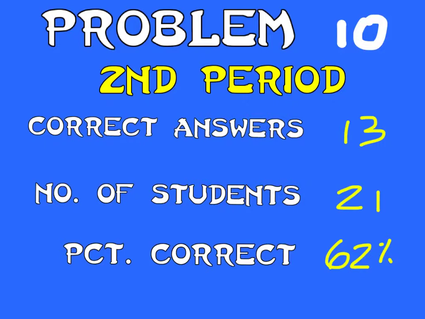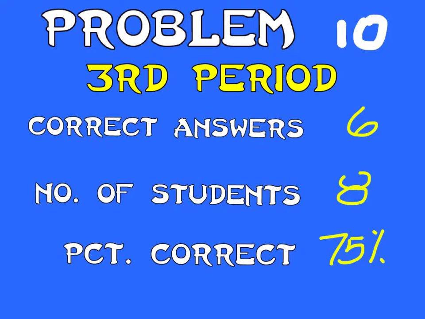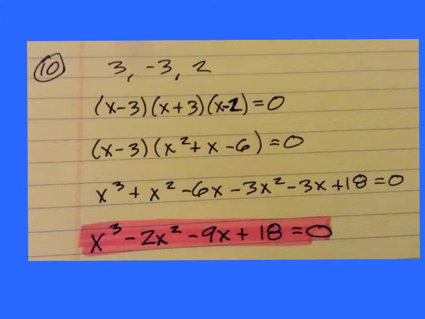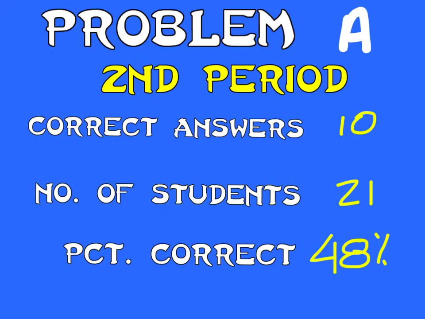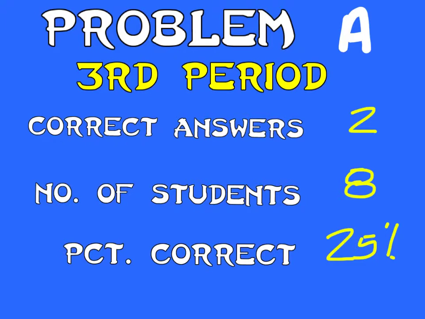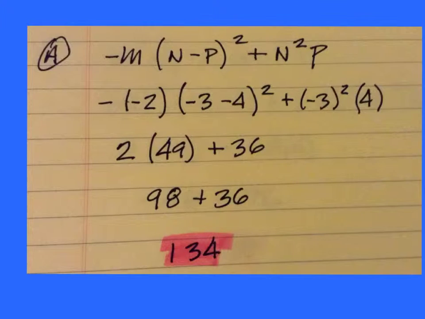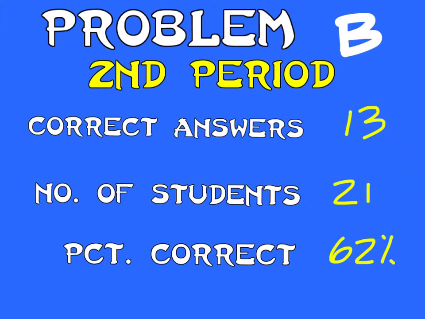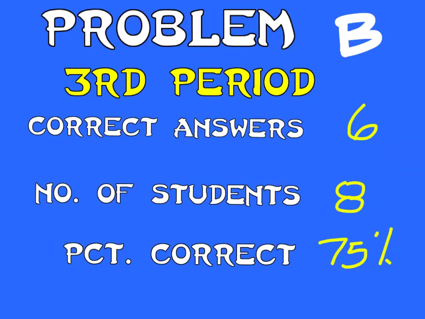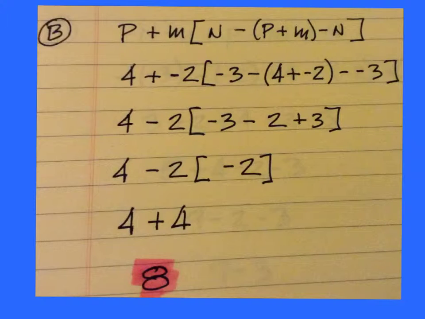Last problem on the regular part, 62% second period, 75% this period. X to the third minus 2x squared minus 9x plus 18 equals 0. Extra credit A was 48% and 25%. It should have been 134. B is 62% and 75%. It's 8.